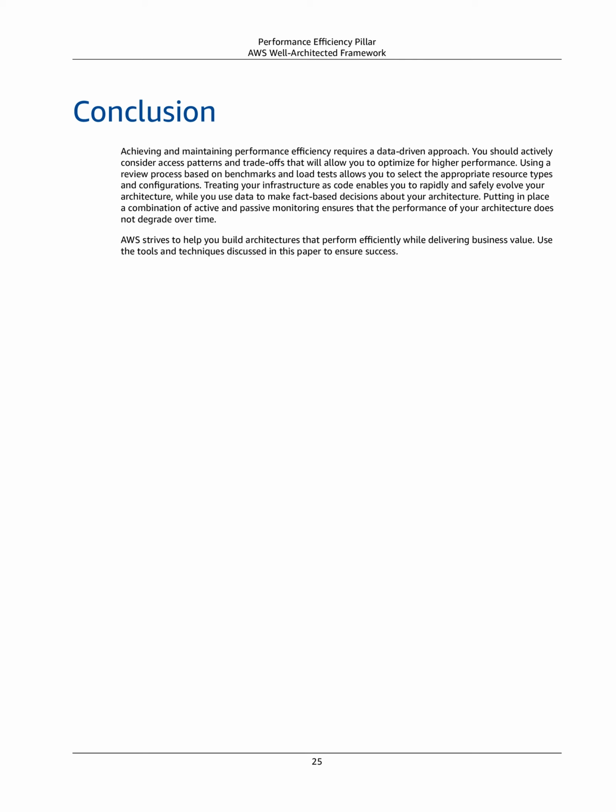Conclusion: achieving and maintaining performance efficiency requires a data-driven approach. You should actively consider access patterns and trade-offs that will allow you to optimize for higher performance. Using a review process based on benchmarks and load tests allows you to select the appropriate resource types and configurations. Treating your infrastructure as code enables you to rapidly and safely evolve your architecture, while you use data to make fact-based decisions about your architecture.